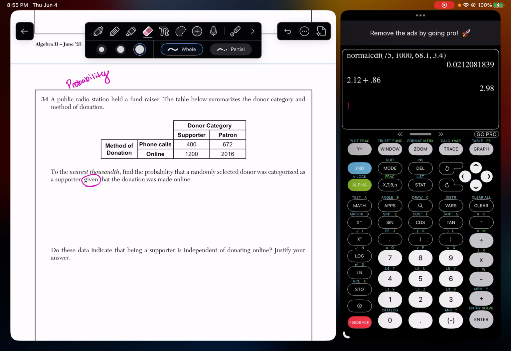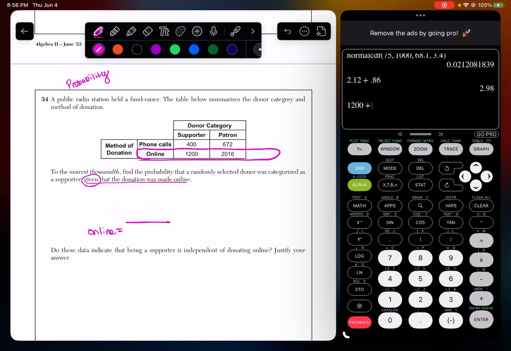So the minute you see that word given, this is what's called conditional probability. Given that the donation was made online means we want to restrict ourselves to only the online data. We are ignoring the other data. So if I'm finding the probability that a donor was a supporter, given that the donation was made online, that means that online is my total. So in total online, I had 1,200 plus 2,016. I had 3,216 online donors.